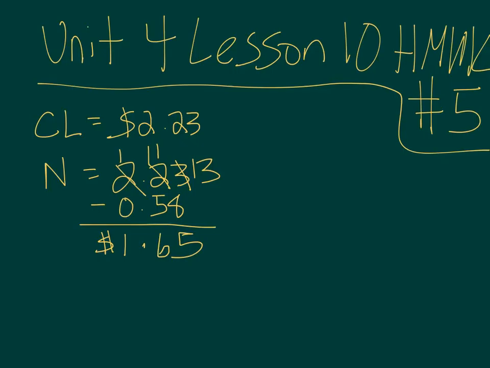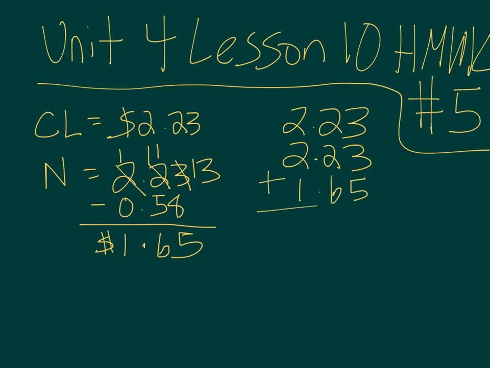So that's 2 clipboards and 1 notebook. I'm going to have 3 decimals to add together. So now I'm going to add them. And this is 11, carry the 1. This is 11 again, carry the 1. And this is 6. So all 3 put together is $6.11.